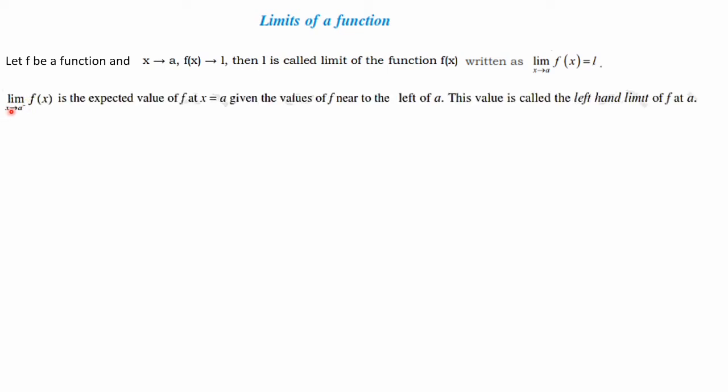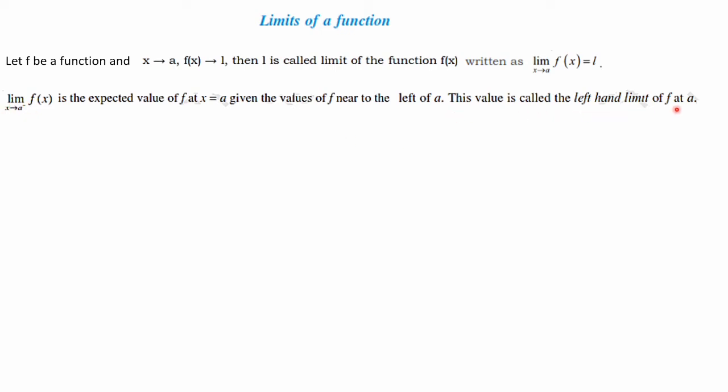Here limit x tends to a minus, in the sense of the left side of a, of f of x is the expected value of f at x is equal to a, given the values of f near to the left of a. As we have done in the previous slide, we considered 1 as the value and we took the values from the left of a, that is called a minus.